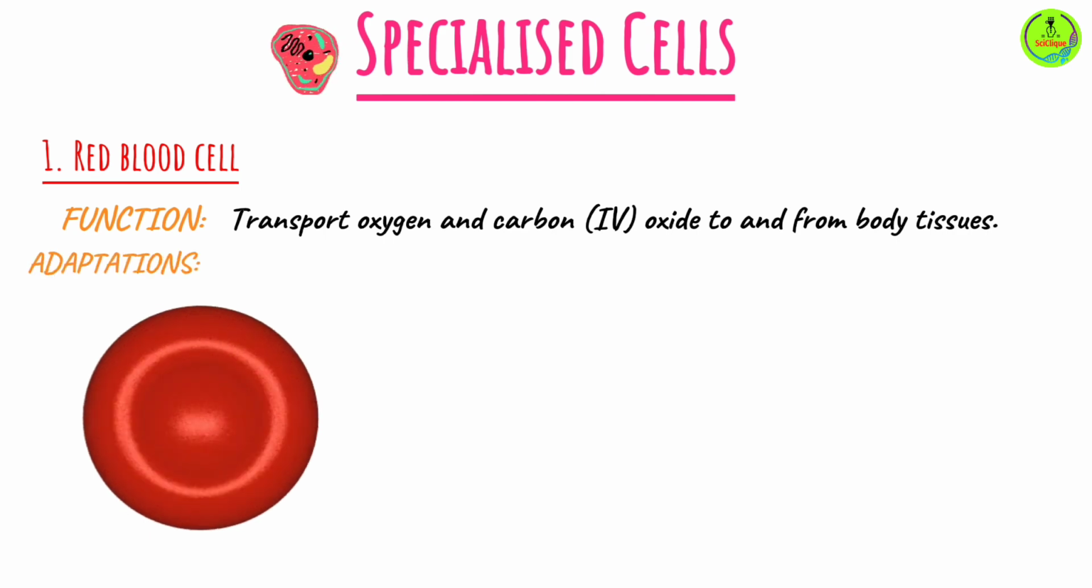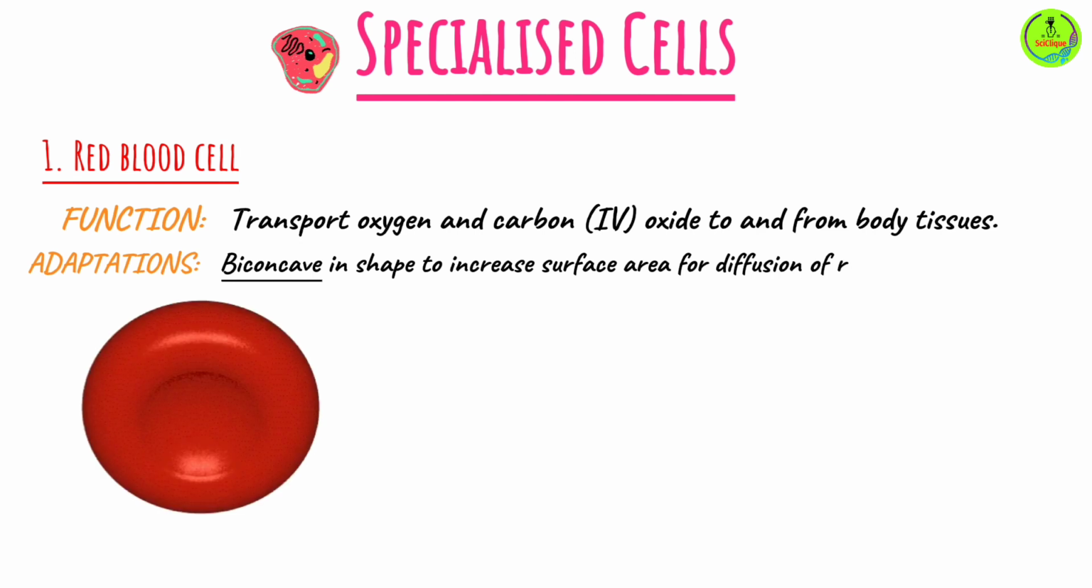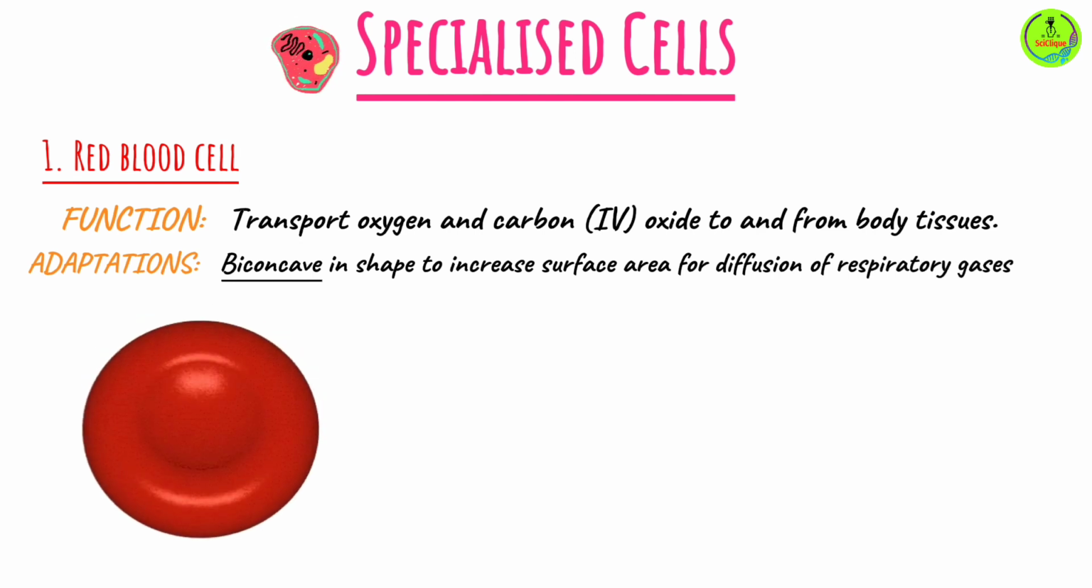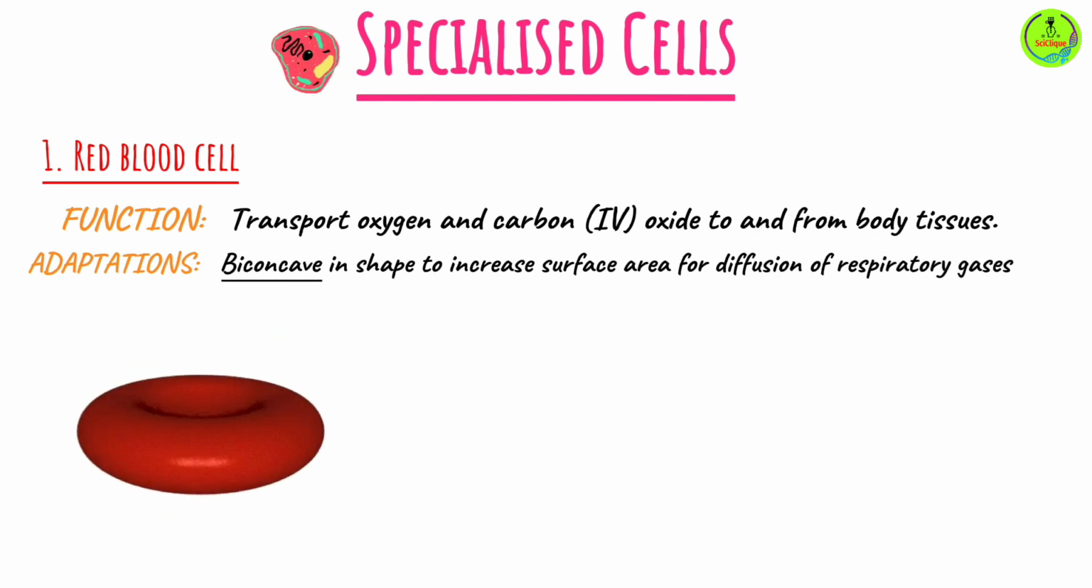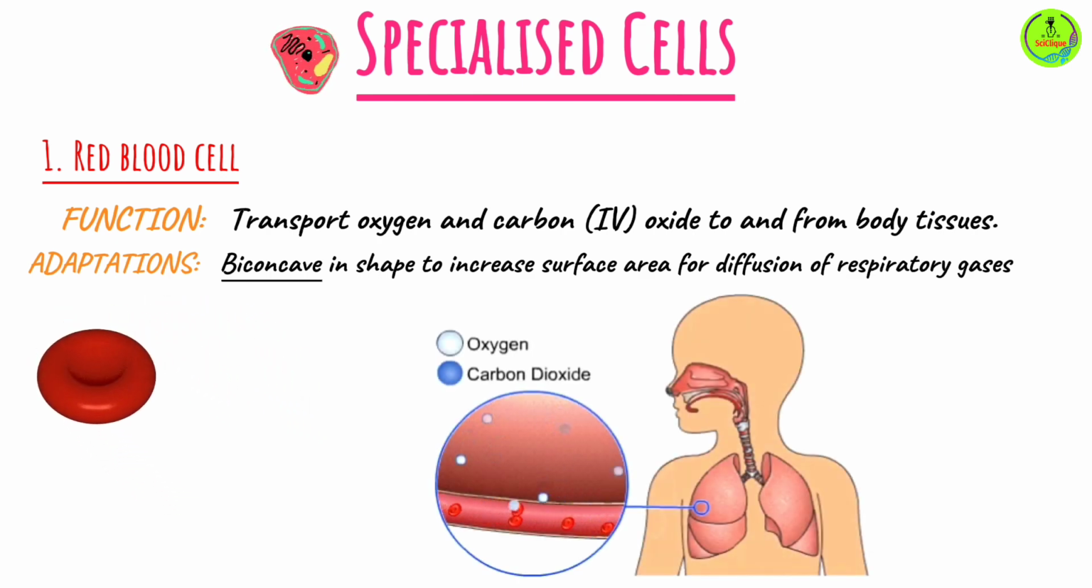So the red blood cell has a biconcave shape as seen. The purpose of this shape is to increase the surface area for diffusion of respiratory gases. Respiratory gases refers to oxygen and carbon dioxide. So the larger the surface area, the more efficient the red blood cells are in transportation of the gases.